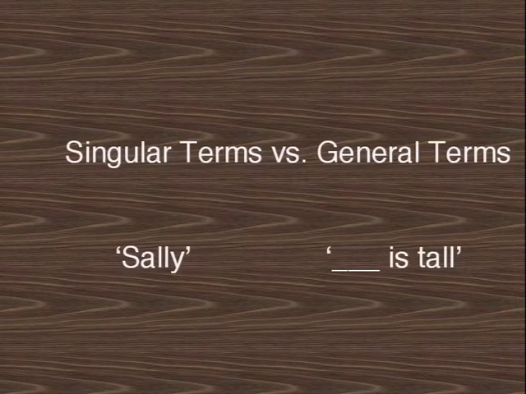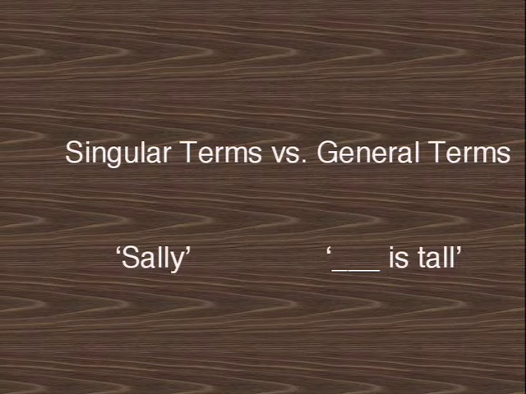Okay, so we had a contrast between general terms and singular terms. You get singular terms like Sally, that stand for objects. You get general terms like 'is a Paul', that ascribe a property to a thing. These are quite different. Everybody happy with this? You get your Sally part, you get your 'is a Paul' part.